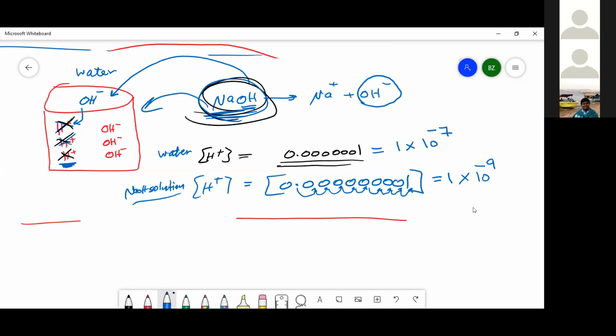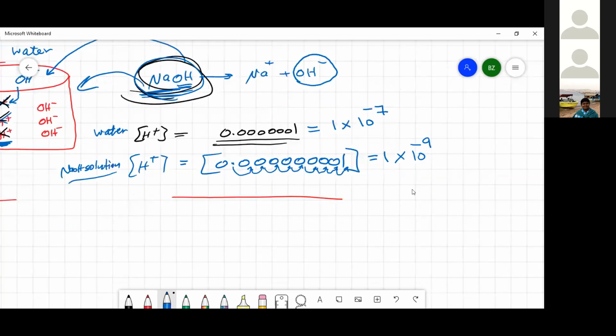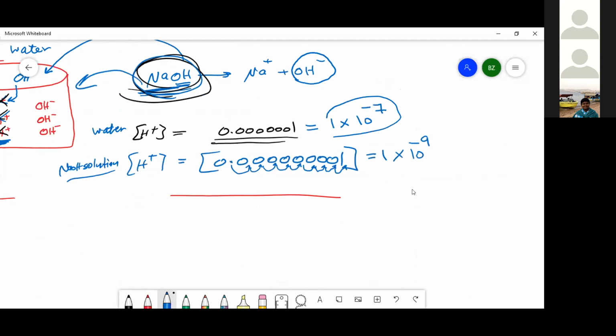Okay. So now, this number is greater than this number, you understand? This is the concentration of H plus in neutral water. And this one, the concentration of H plus, is it acidic or basic? Basic, 10 power minus 9. Excellent, Ali. Yes, basic, because here the concentration is less now.